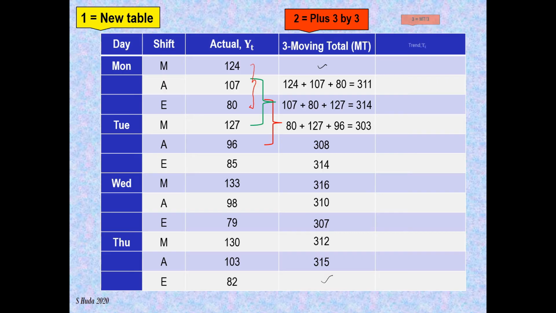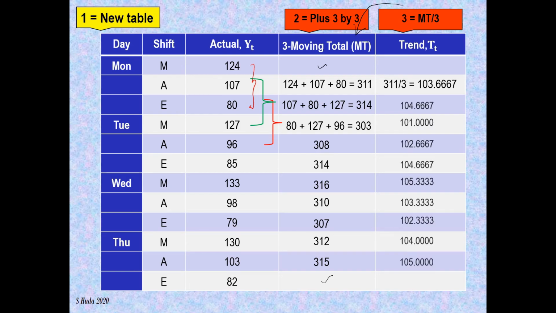Okay, next step, calculate trend. How to calculate trend is based on the moving total. Based on the moving total means you need to divide by 3. You add 3 by 3, then you divide by 3. Let's say the subunit is 5. First, you add 5 by 5, then divide by 5 to find the trend values. That one is the first trend value, 311 divided by 3. So next, proceed with the rest of the trend values. So that is step by step how to calculate the trend values by using the moving average method.